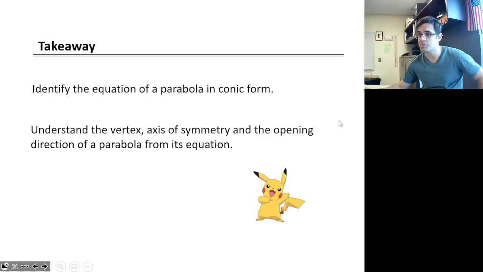Alright, so those are some examples, and we're just kind of digging into the equation of a parabola as it is in conic form. And now we could talk about vertex, we could talk about axis of symmetry from that equation, and we can also figure out what's this new thing, this p-value. And so that p-value tells us if it opens up, down, or if it opens right or left.